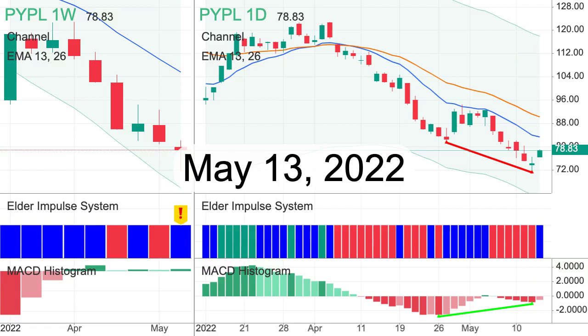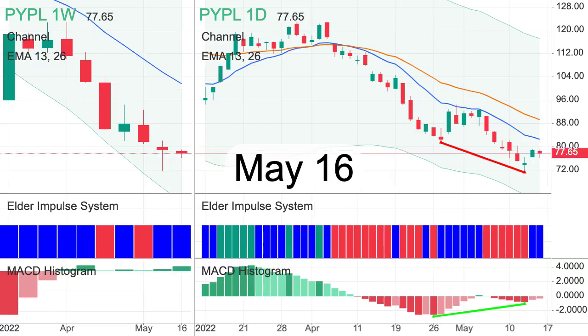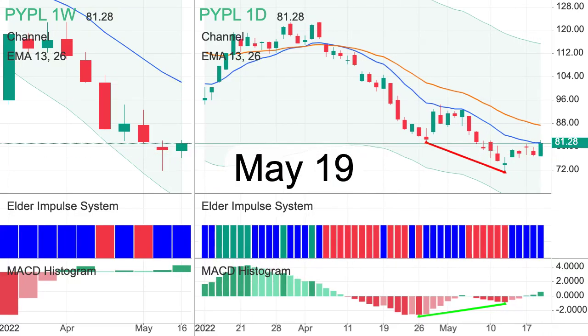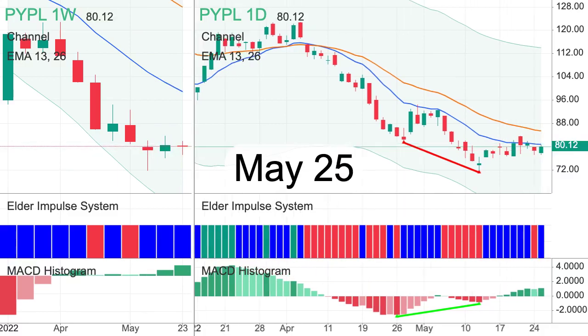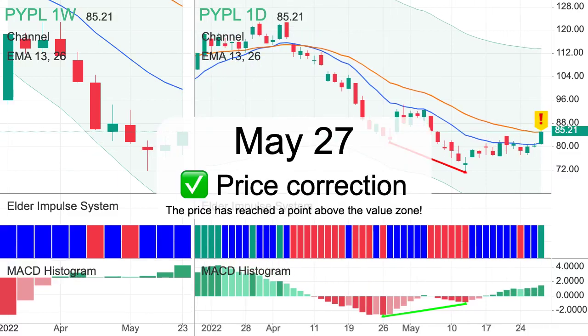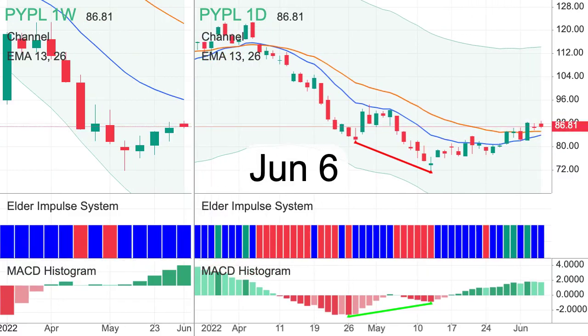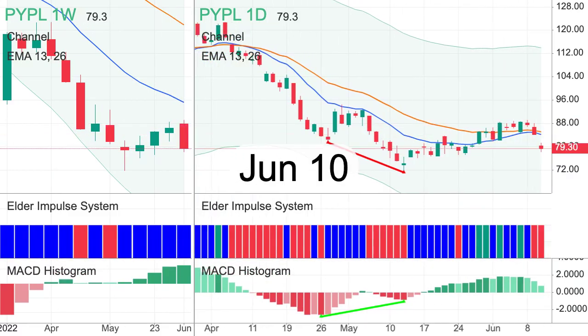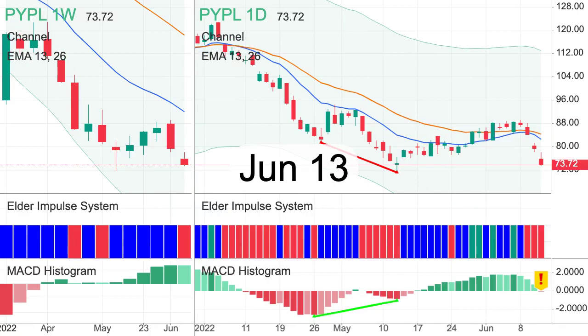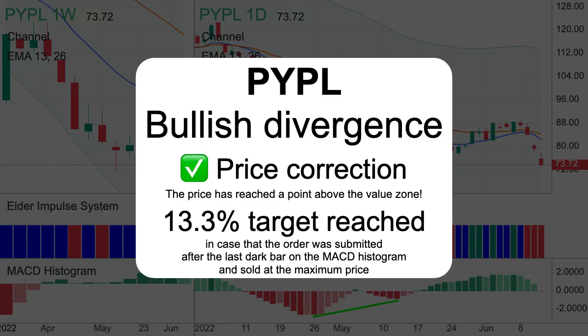There is a blue bar on an Elder Impulse System on the weekly chart. The price has reached a point above the value zone. MACD histogram crossed the zero line. 13.3% target reached.